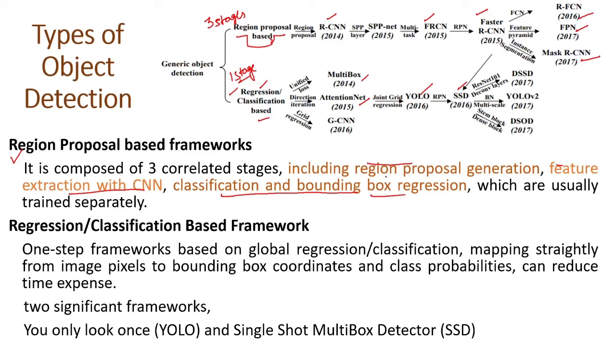But in this, we are using region proposal generation instead of region selection, in which we were using a sliding window. Here, we are not using a sliding window. And in the second step, we were using feature extraction with machine learning, but in this, we are using feature extraction with CNN.